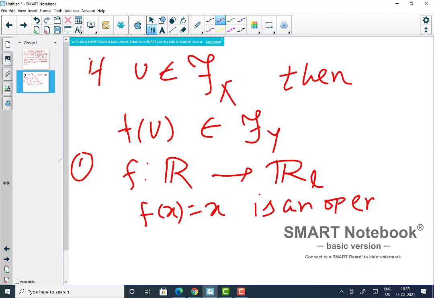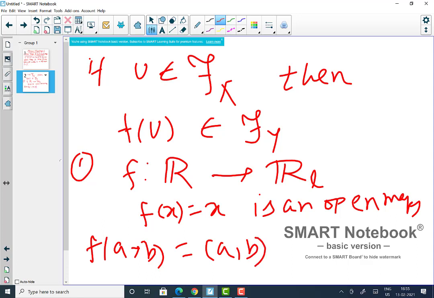Why is this an open map? To check that something is open or closed, it is easy to check for the basis elements. You know that open sets of R are nothing but unions of the basis elements, which are open intervals. Now you check that for any open interval (a, b), the image will be (a, b), because this is the identity map. But this open interval (a, b) is also open in the lower limit topology, right? So this map is an open map. This is one such example.